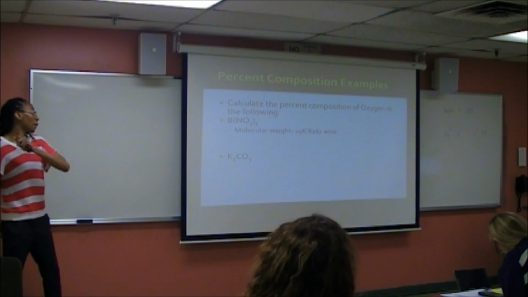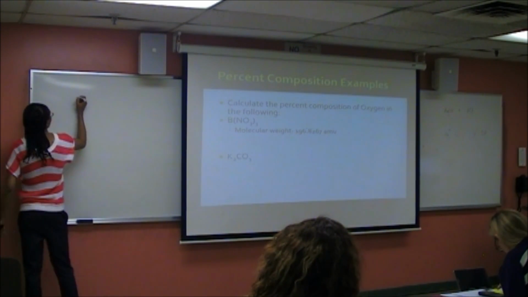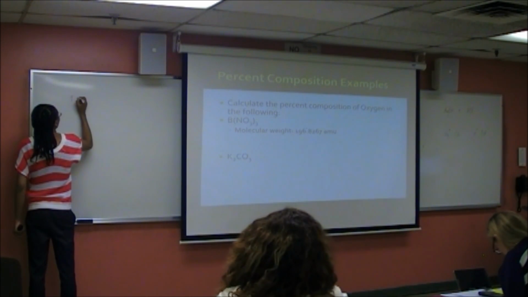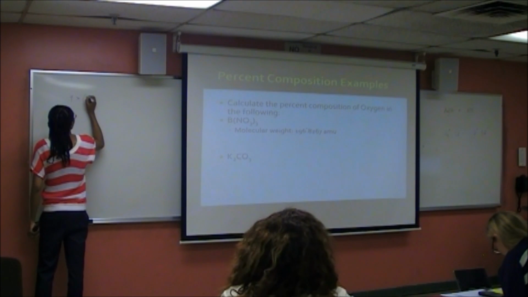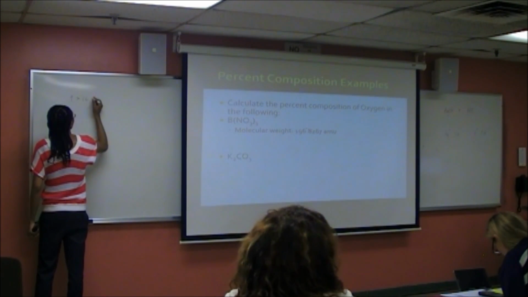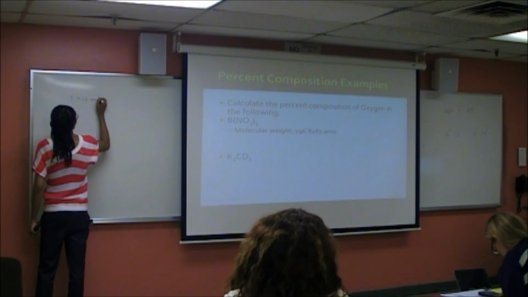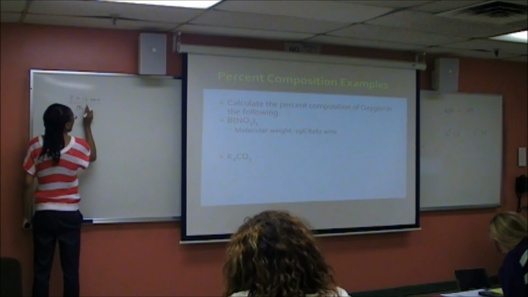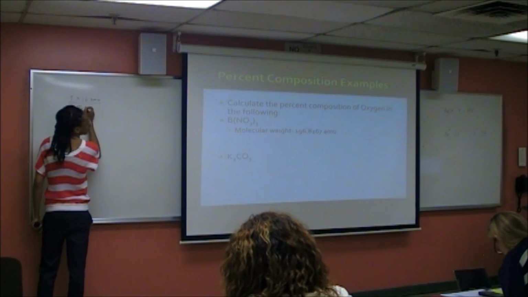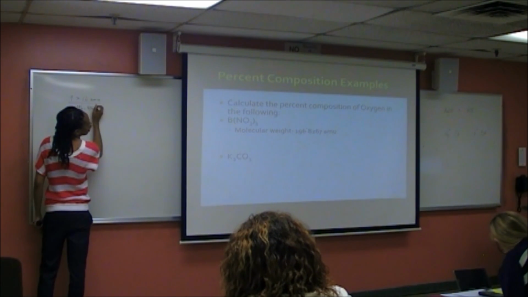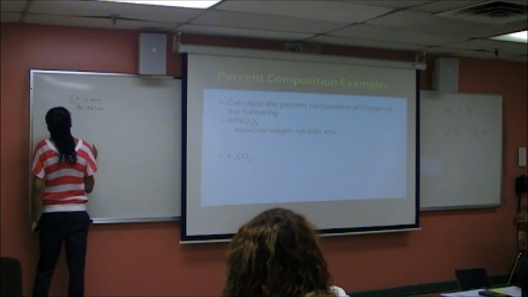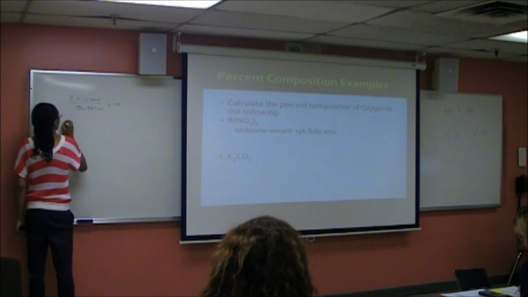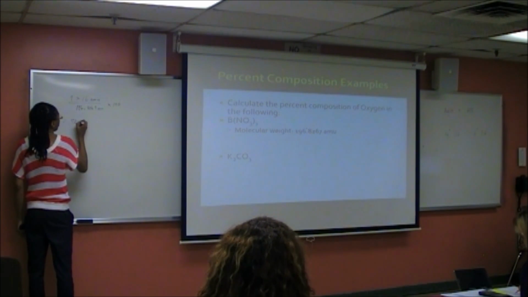Okay, so next one. Again, let's put that out. So we have 9 times 16. I'm just rounding it. Should we divide by that or no? 196. With oxygen, we can round. 8, 2, 6, 7 AMUs times 100. So this is equal to 72.3.